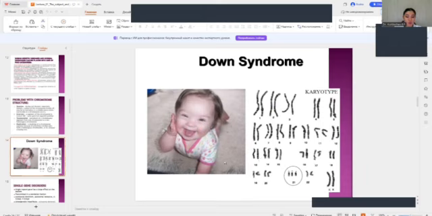In this picture, you can see a patient with Down syndrome in a karyotype. As you can see here, in the 21st chromosome there are three copies. This is trisomy of chromosome 21, and we call this disease Down syndrome.